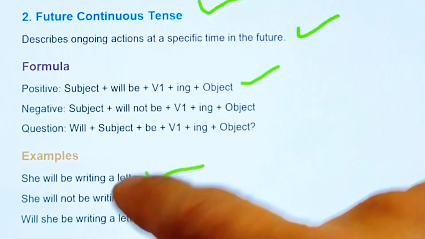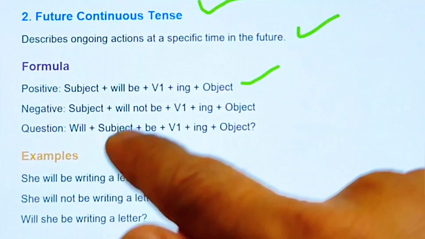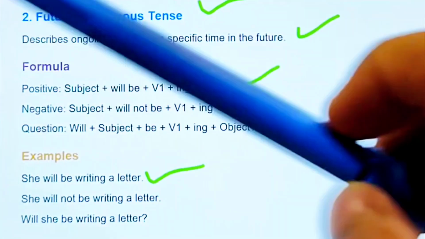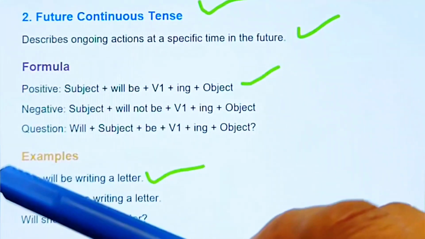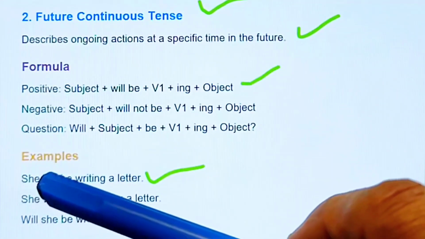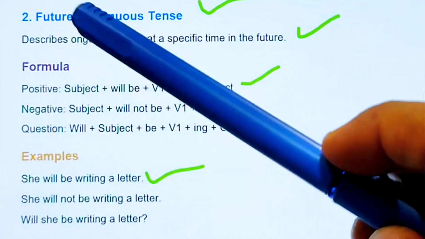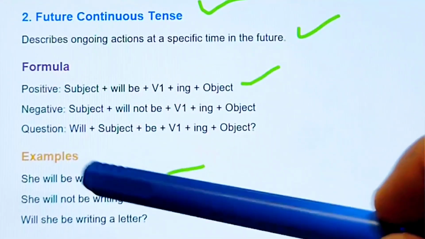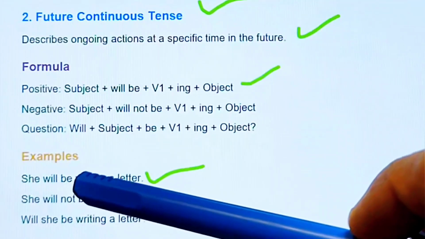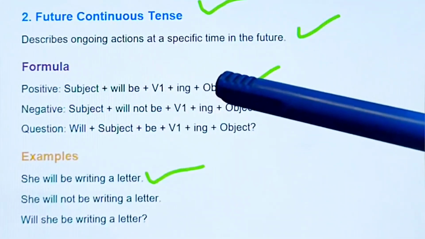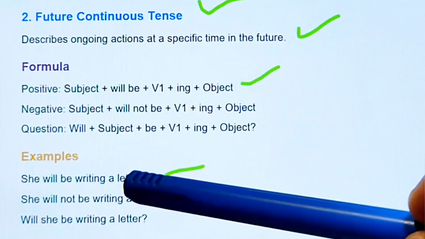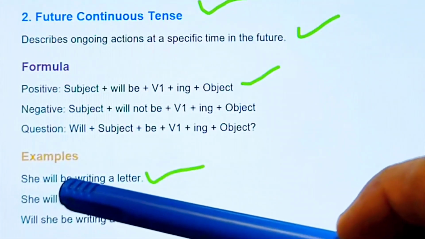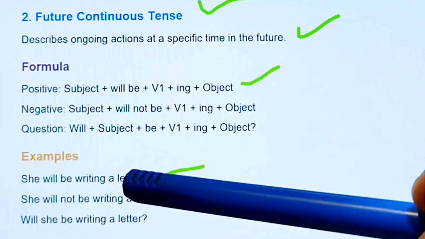Let's explain this example with the formula. The subject here is she, and will be is for future continuous, and ing is for the continuous tense with the first form write, and the object in the sentence is letter. So: she will be writing a letter.